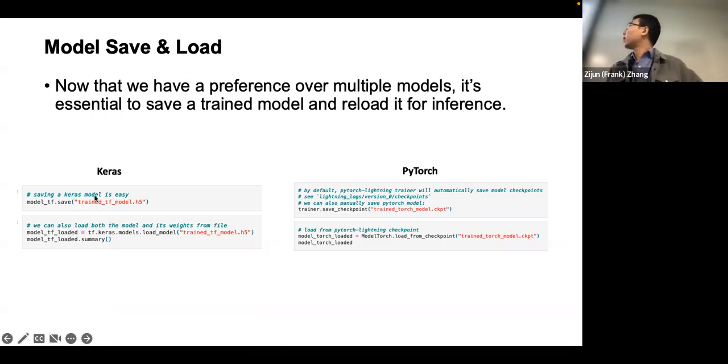Again, in Keras, it's fairly straightforward as it always is in Keras. You can call model.save and save that to a file on your local disk. And later on, you can just call tensorflow.keras.models.load_model and give it the file name that you just saved. This automatically reloads all the weights back to this new model. In PyTorch, if you're using PyTorch Lightning, this will be easier because you can save model checkpoints and then reload it in a way that's very similar to Keras.